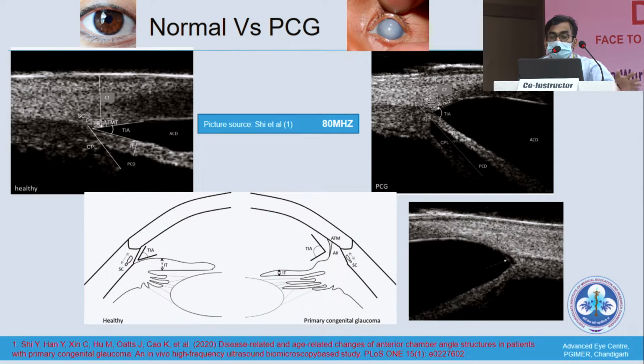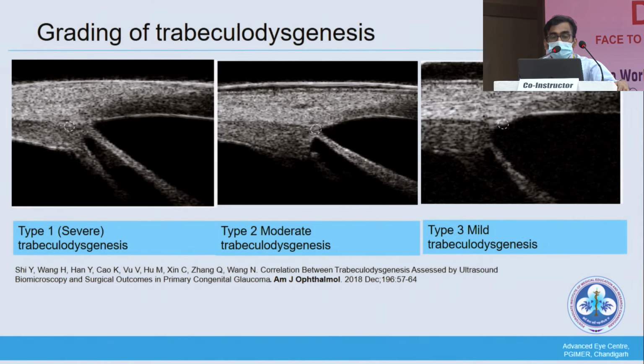They used an 80 megahertz probe. They graded the angle depending on the insertion of the iris and ciliary body. Severe dysgenesis means both the iris and ciliary process are inserted anterior to the scleral spur. The moderate one is where the iris is inserted at the level of the scleral spur, and in the mild one, both iris and ciliary body are inserted posterior to the scleral spur.